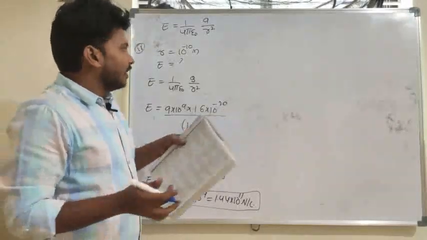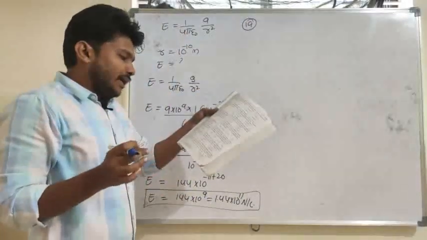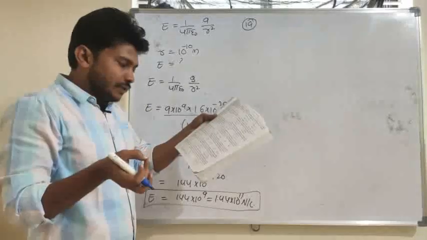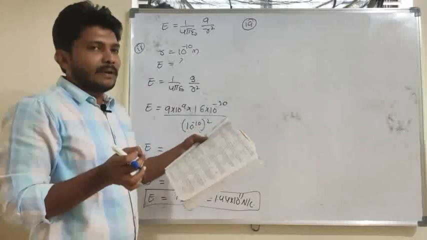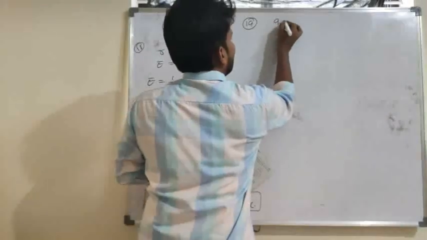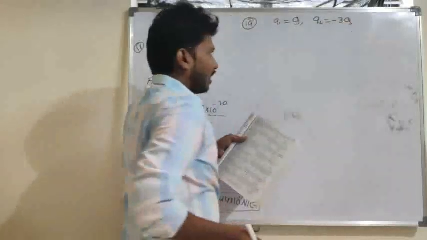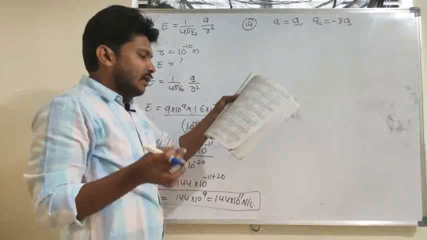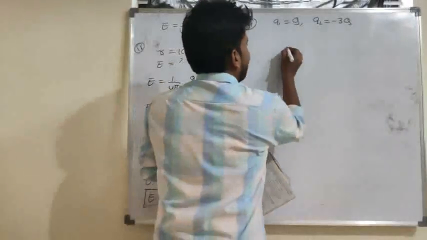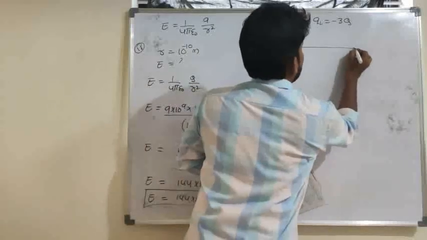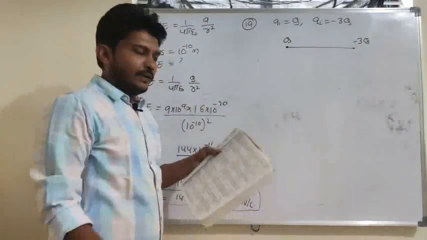So look at here, 19th question. Two point charges q and minus 3q are placed at some distance apart. They mention that two charges here, one is q, another one is minus 3q, are placed at a certain distance. If the electric field at the location of q is E.